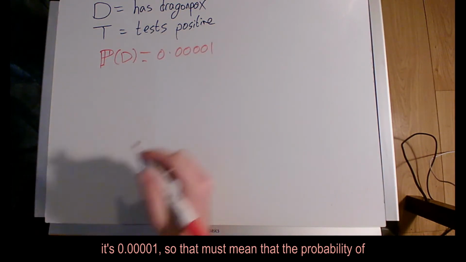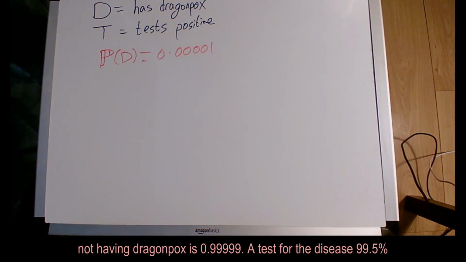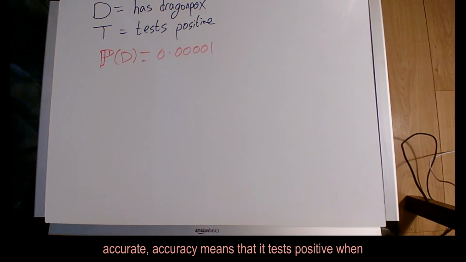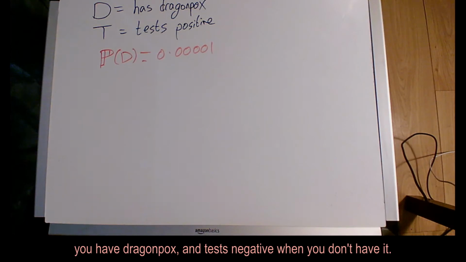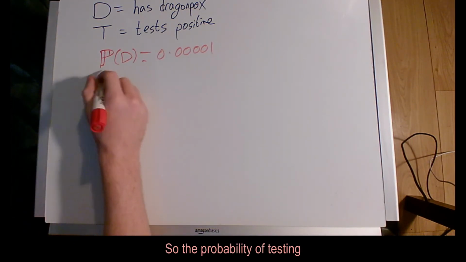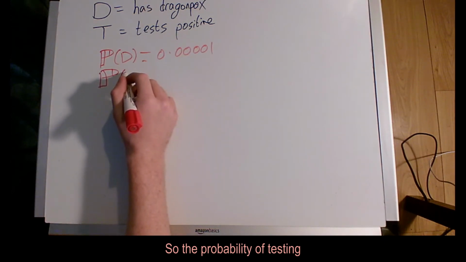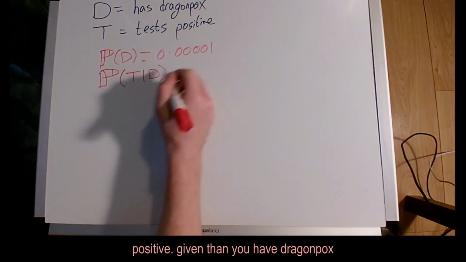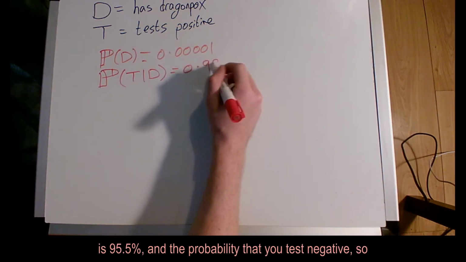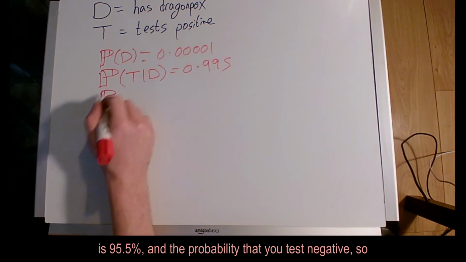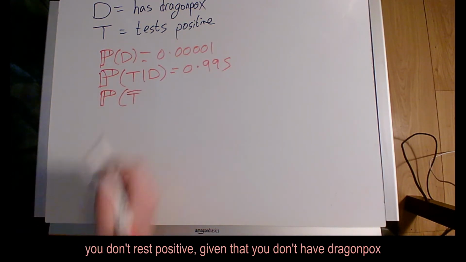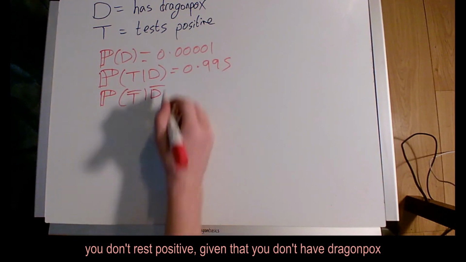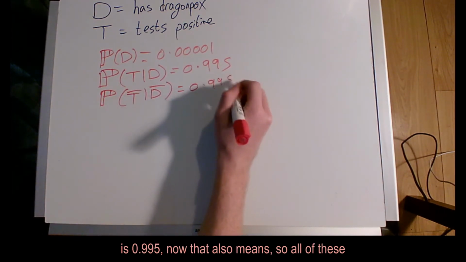So that must mean that the probability of not having dragonpox is 0.99999. A test for the disease is 99.5% accurate. Accuracy means that it tests positive when you have dragonpox and tests negative when you don't have it. So the probability of testing positive given that you have dragonpox is 99.5%. And the probability that you test negative, so you don't test positive, given that you don't have dragonpox, is 0.995.